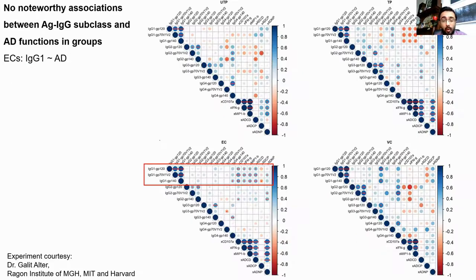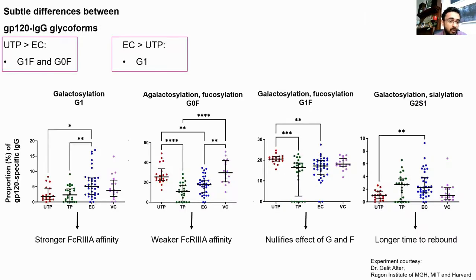So we also wanted to find if there was any relationship between the IgG subclass distribution and the antibody-dependent function. We could not find any noteworthy correlation for untreated, treated progressors or viremic controllers. However, only for elite controllers, the IgG1 subclass was correlated significantly with antibody-dependent functions. But apart from that, IgG3, for example, which is known to be a positive marker, was not correlated with any antibody-dependent function. For the glycosylation, we measured 24 glycoforms.